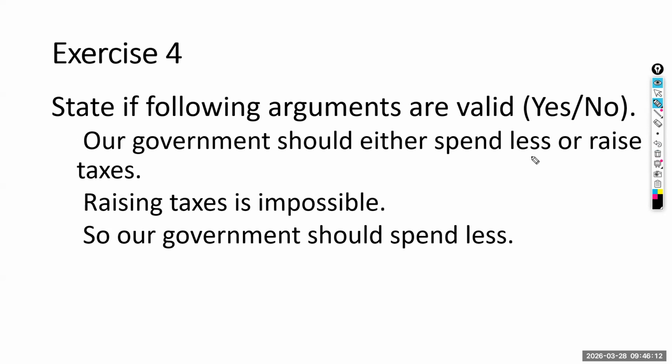Government should either spend less or raise taxes. So, spend less or raise taxes. Raising taxes is impossible. This is impossible, this is false. Right. So government should spend less. Yes, because this must be true. This is false, so therefore this must be true. Yes. එහෙනම් මේ දෙකෙන් එකක් කරන්න ඕන නම්, අනිත් එක කරන්න බැරි නම් අනිවාර්යෙන් පළවෙනි එක කරන්න වෙනවා.